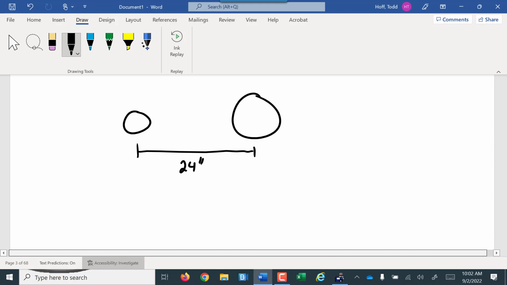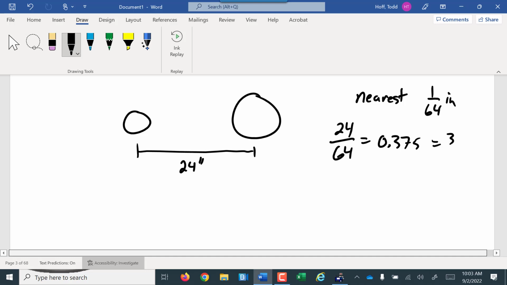So if it's 24 inches, find for me what is to the nearest 64th of an inch. What's your allowable deflection there? Okay, so you divide it out. Yeah, 24 over 64 is 0.375, which is just 3/8 of an inch.